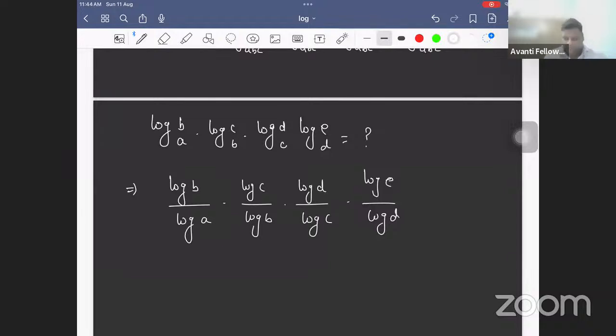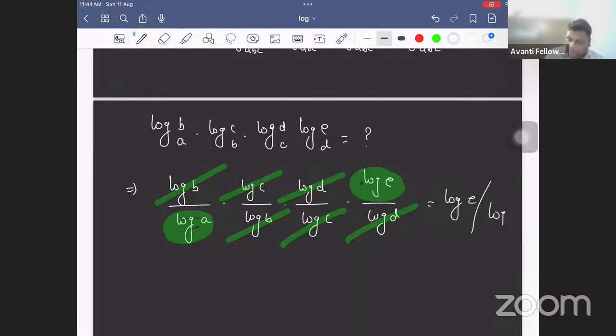Got it? Now, this log B cancels this log B, this log C cancels this log C, this log D cancels this log D. What are you left with? Log E upon log A, which can also be written as log E base A. So simple and important property. Got it?